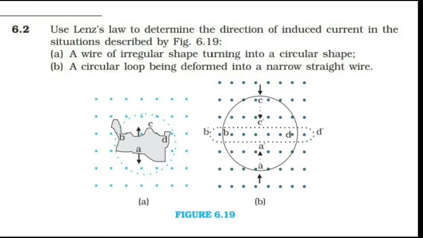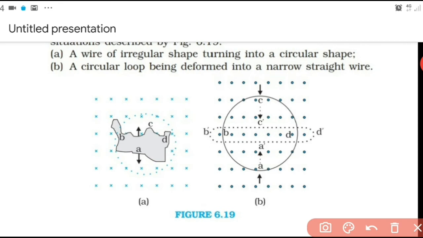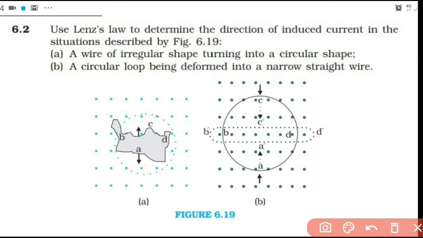Now coming to 6.2. Use Lenz's law to determine the direction of induced current in the situations described in the figure. First part, a wire of irregular shape is turning into circular shape. And second one, a circular loop being deformed to a narrow straight wire. So coming to the first case, you can see that here the magnetic field is represented by cross symbol, that means into direction, that is the direction of magnetic field.